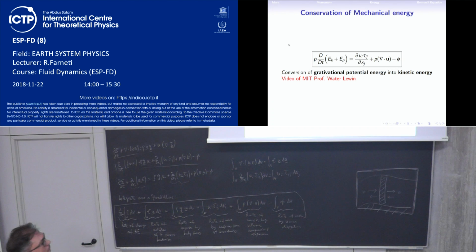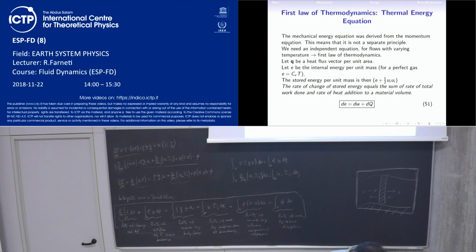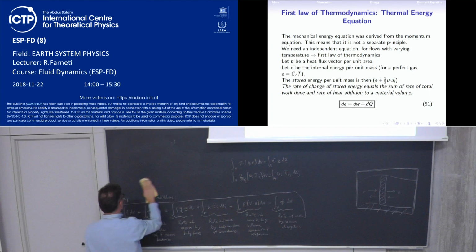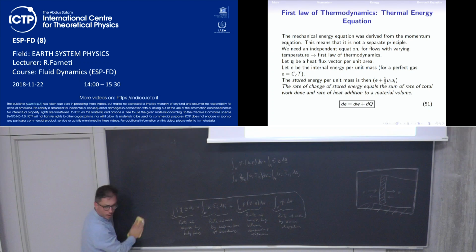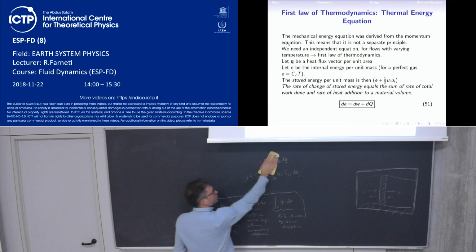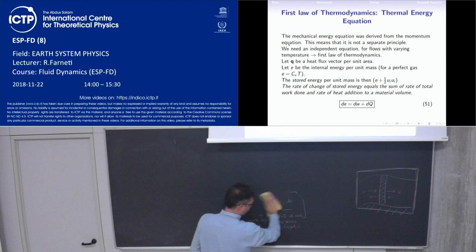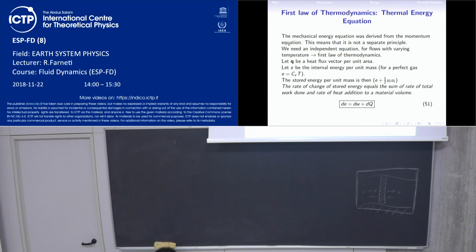So now we can look at the thermal energy equation, which, so if you notice, we've derived the conservation of energy either from the Euler equation, so the conservation of momentum, or from the continuity equation. So in both cases, it was a derived quantity from a different conservation principle. So we could actually do it by taking the first law of thermodynamics and start from there.